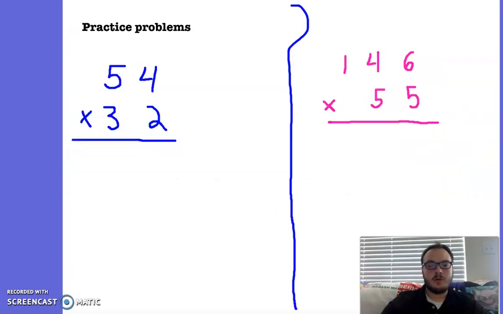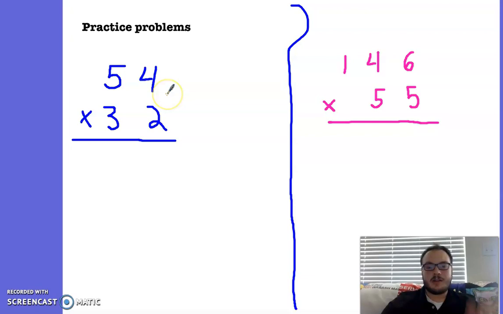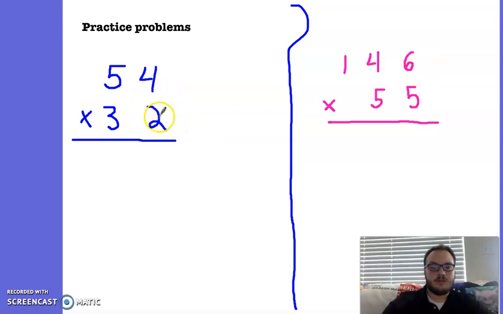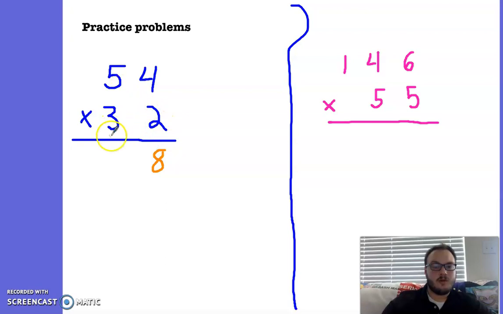Now let's do some more examples. So for some more practice problems, we have 54 times 32. I'm going to go through this process the same way. So starting on the far right, 2 times 4, which is 8, 2 times 5, which is 10. I can still write it just like this.